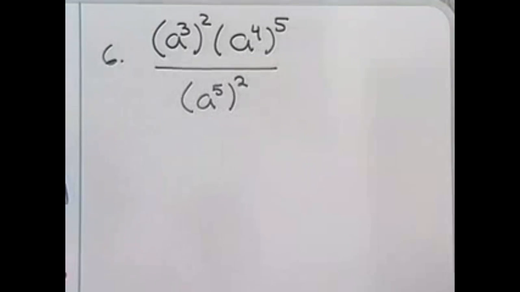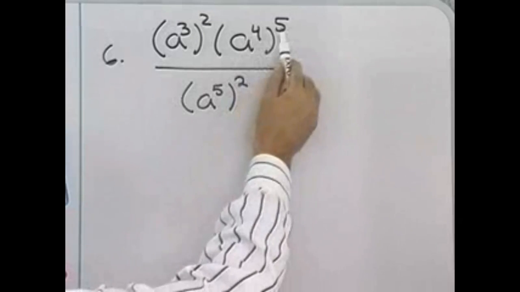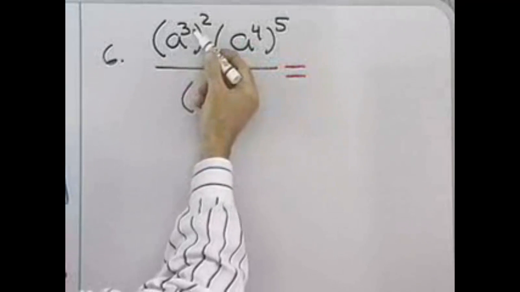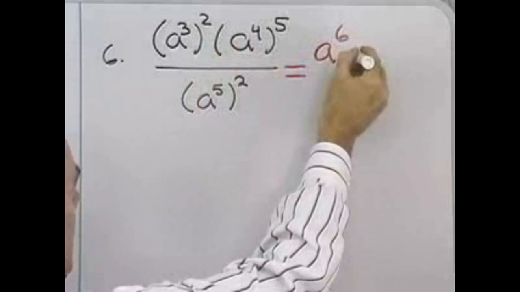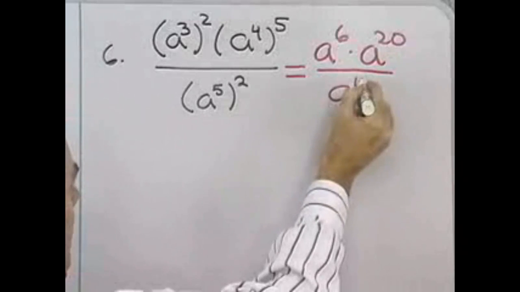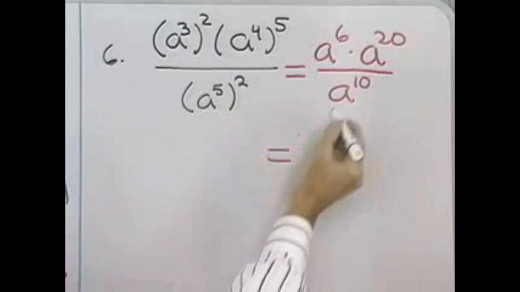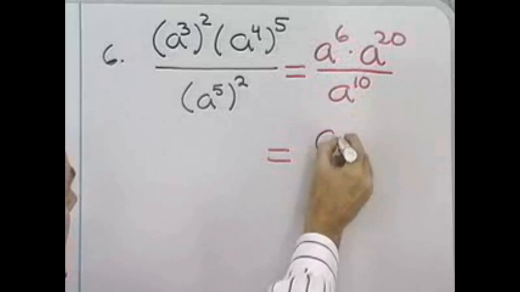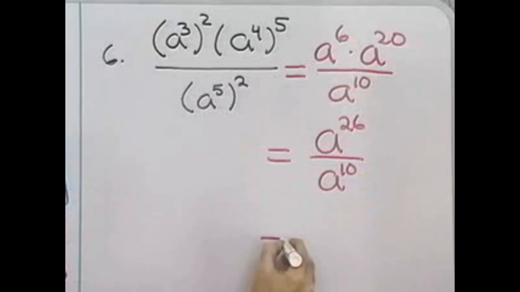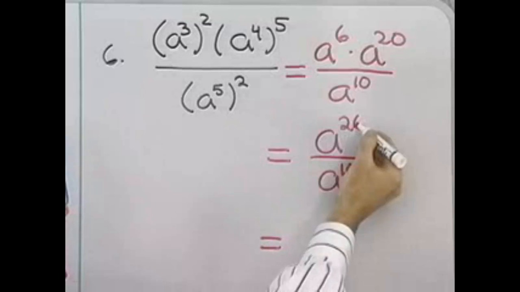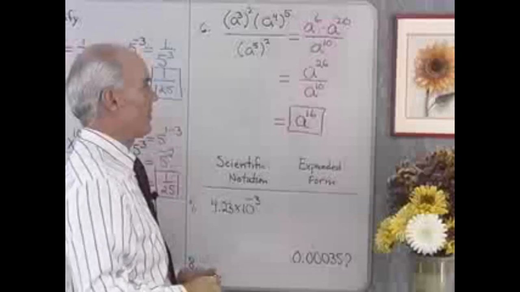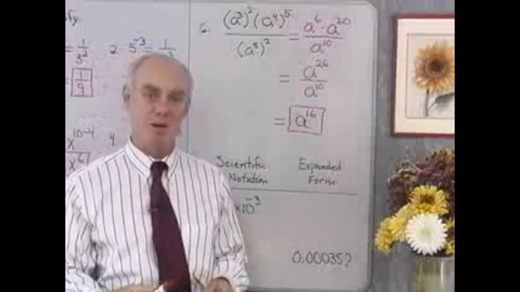I want to simplify this expression, a to the 3rd squared, a to the 4th to the 5th, all divided by a to the 5th squared. I'll start by taking this power raised to another power. That will be a to the 6th times a to the 20th when I multiply exponents, divided by a to the 10th when I multiply exponents there. In the numerator, I have multiplication with the same base, so I add exponents and get 26. In the denominator, I still have a to the 10th. Subtracting the exponent in the denominator from the exponent in the numerator, I end up with a to the 16th power. So, fairly complicated expression, simplifies down real nicely using those properties of exponents.